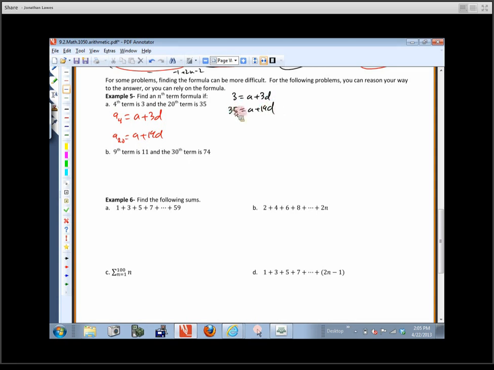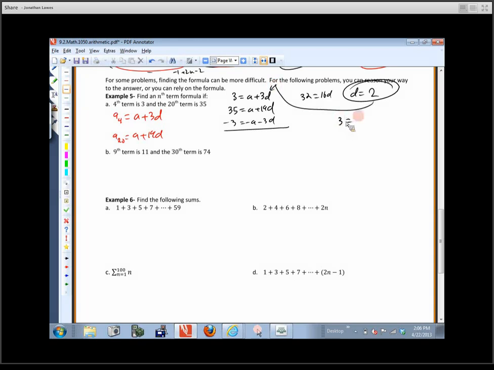Do you understand how to get here? Do you understand what we did? Once we get to here, ignore the problem. What is this? It's a system of equations, and all I have to do is solve this by elimination. So I'm going to do -3, -a, -3d, and I end up with 32 on this side, and I end up with 16d on this side. So what's d? d is 2. If I know what d is, then I can come back here and plug into this.